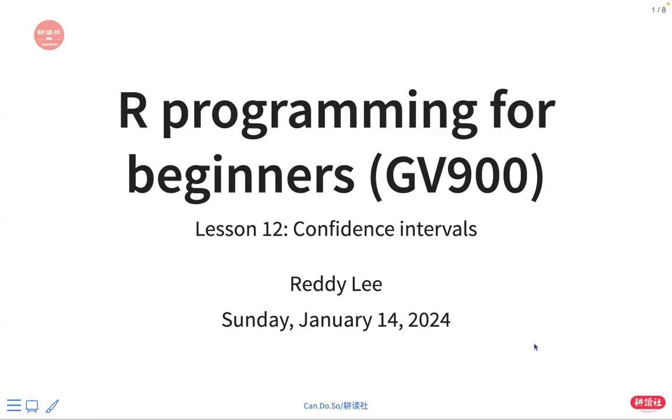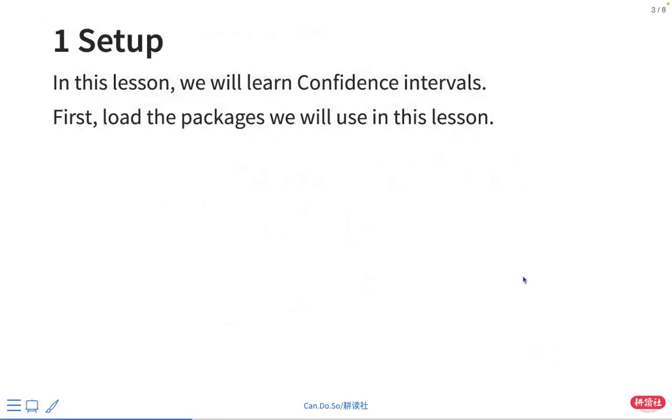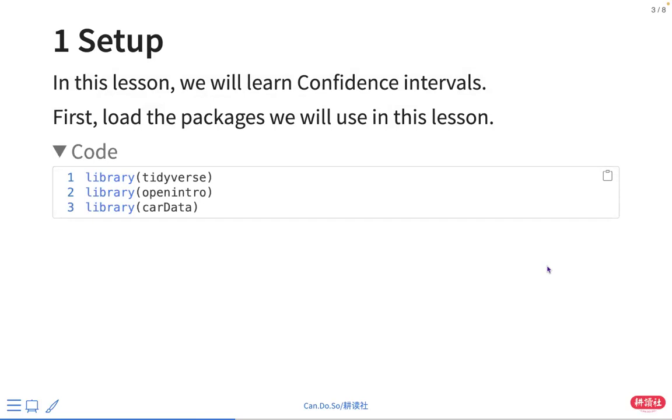Let's continue our GV900 class. In this lesson, we will learn confidence intervals. First, note the packages we use in this lesson. This is tidyverse, and this one, openintro, will help us to draw the plot. And the car package is a data package where we use the BEPS dataset.